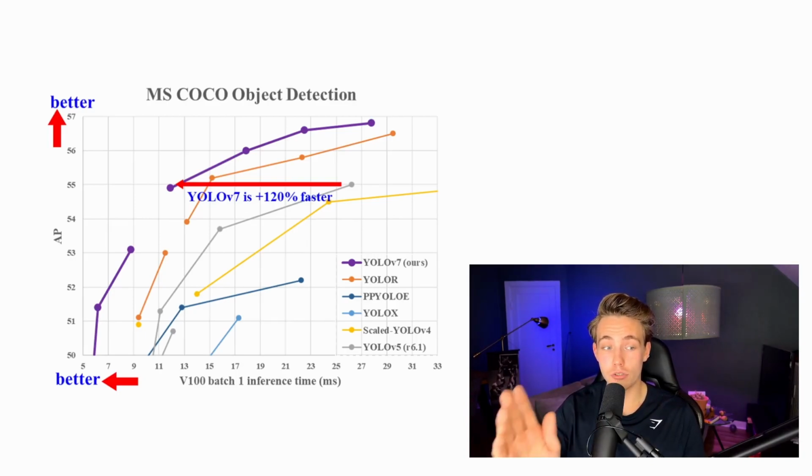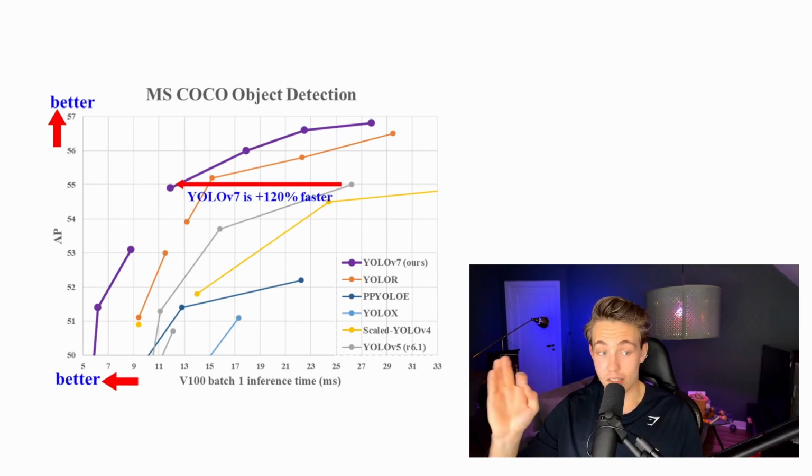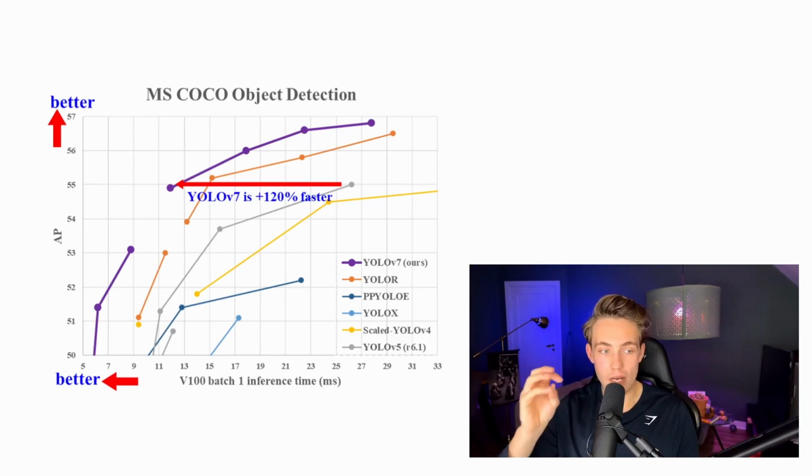So the closer to the left on the x-axis would be better, and also on the y-axis, the higher the average precision, the better. So ideally we want a model that is all the way to the left and as high as possible. And here we can see some different YOLO models that are compared. We have our YOLO V5 model, which was the last state of the art before YOLO V7. YOLO V7 here, as we can see, is just way more performant.